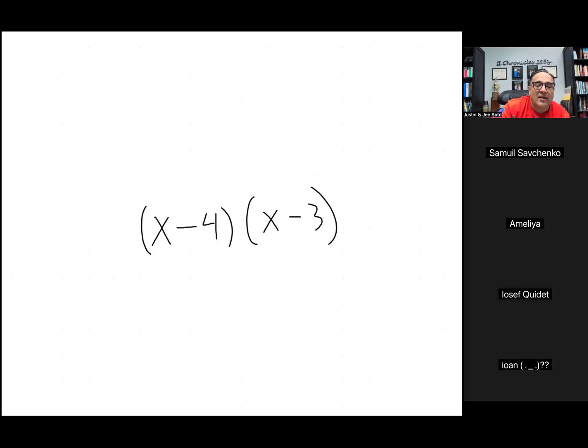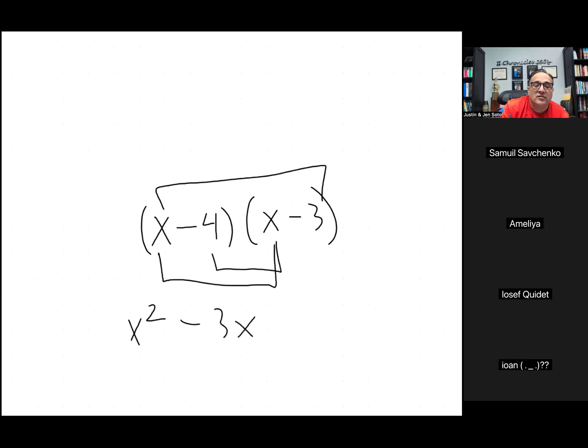All right. So you go X times X is X squared. X, the first outer, minus 3x minus 4x, negative 4 times negative 3, positive 12. You'll have x squared minus 7x plus 12 will be the right answer.